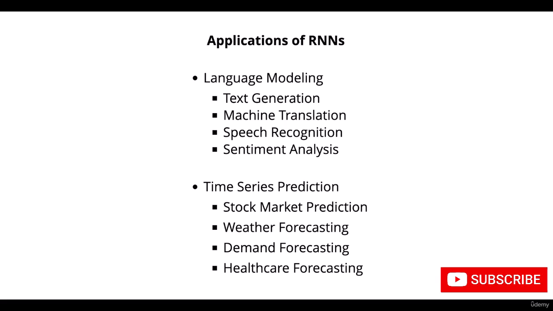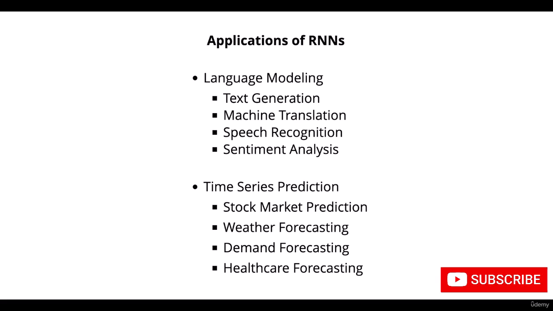Next one is speech recognition. RNNs can model the temporal dependencies in speech data and convert spoken language into text, enabling applications like voice search and speech-to-text transcription. Sentiment analysis. RNNs can analyze the sentiment of the text data by modeling the context and relationship between words in a sentence, enabling applications like sentiment analysis in social media and customer feedback analysis.